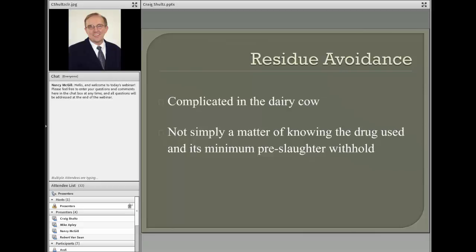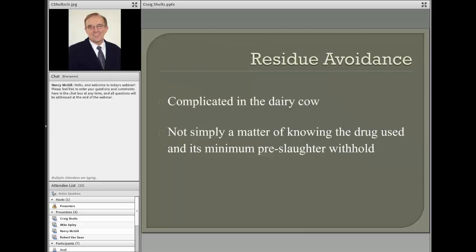The conventional wisdom with dairy has been simply looking at the drug that was used, reading the label, and determining its pre-slaughter withhold, and assuming that everything would be okay if that pre-slaughter withhold period was met. That's a bit of an oversimplification in today's environment.